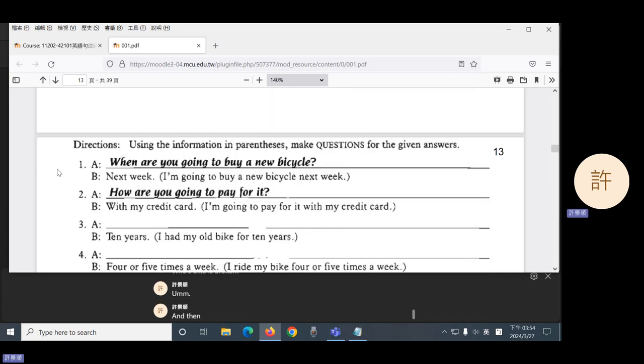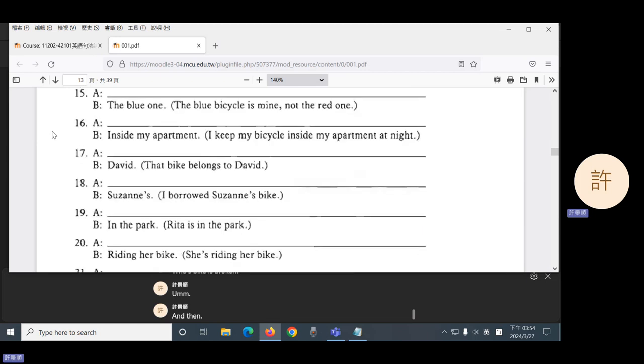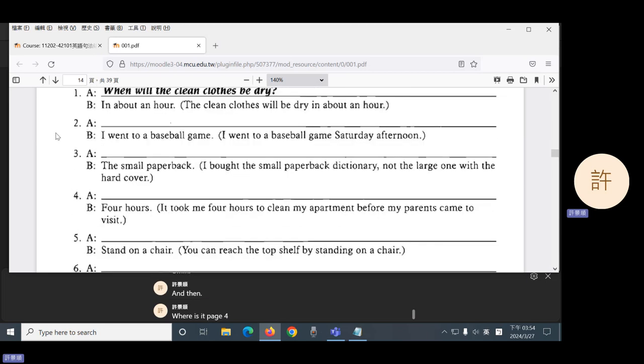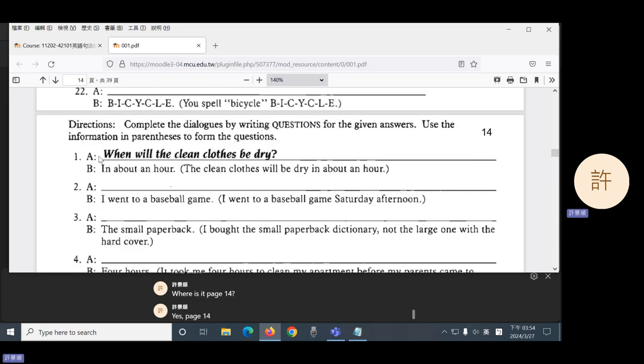And then, where is it? Page 14? Yes, page 14, number 2. I said the answer was, what did you do Saturday afternoon? Another possible answer, so both of these are correct. Another possible answer is, where did you go Saturday afternoon?